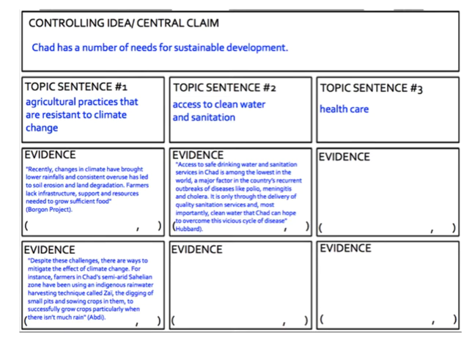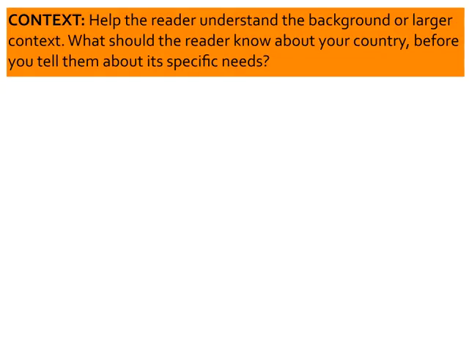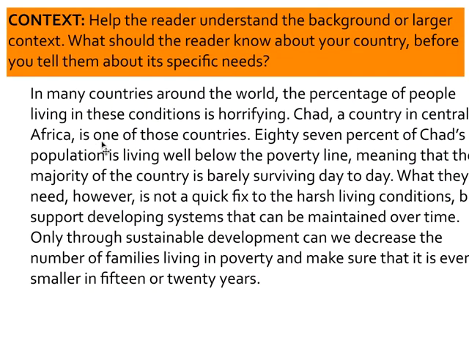So I want to make sure, as I'm looking at that, I introduce kind of the larger context of poverty. I also see sustainable development here, and I'm not sure my reader is going to understand what sustainable development is. So those are the two things I want to introduce. How many people are in poverty in Chad, and what is sustainable development, and how does that relate to the needs they have? So in my context, I'm going to start by talking about poverty.